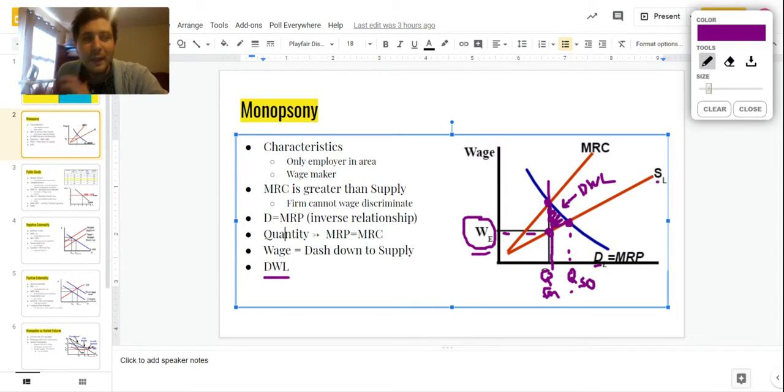That's deadweight loss. That's basically what you need to know for the monopsony. You do not have to draw one on this assessment, but you do have to be able to analyze them. All right. Okay. Hopefully that made some sense.